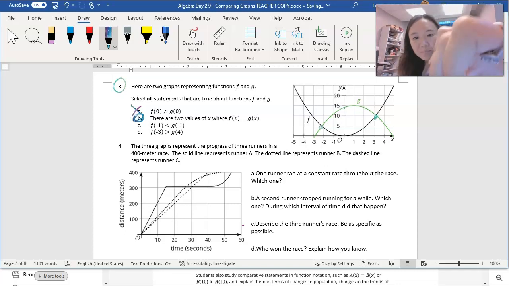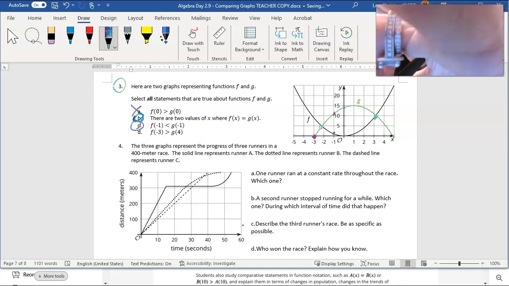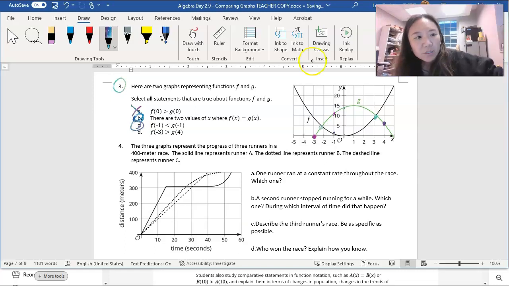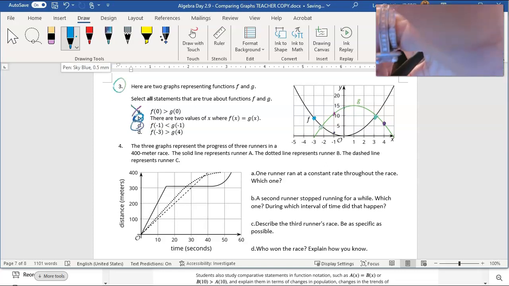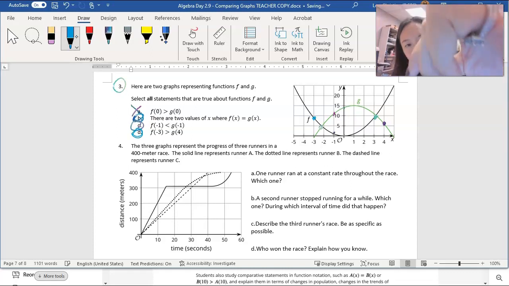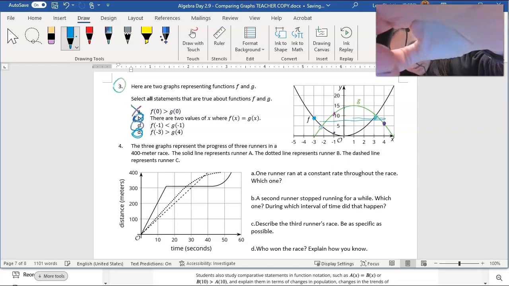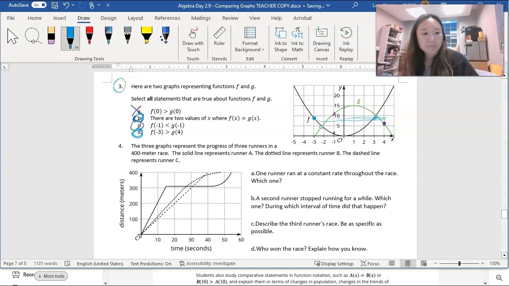f of -1, so that's here, is less than g of -1. That is true. f of -3, which is down here, is greater than g of 4. Oh, whoops, actually, hold on, that's incorrect. Let me erase that, because we're going to get f of -3, which would be here. So f of -3 is greater than g of 4. Looks like, yes, slightly, right? So you can see that this is slightly higher than that point right there.